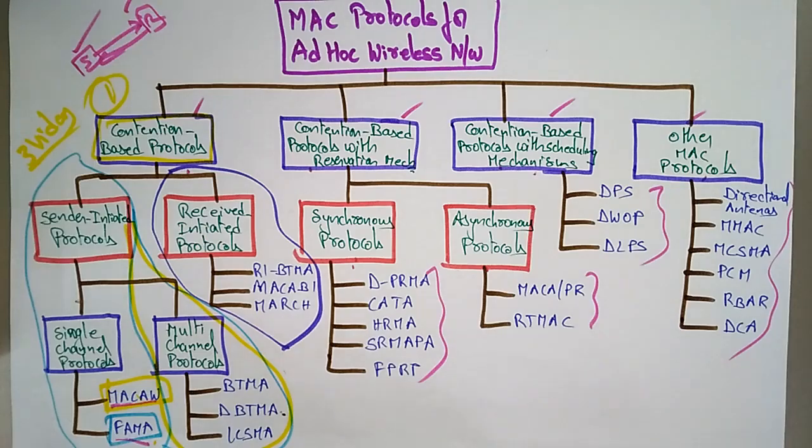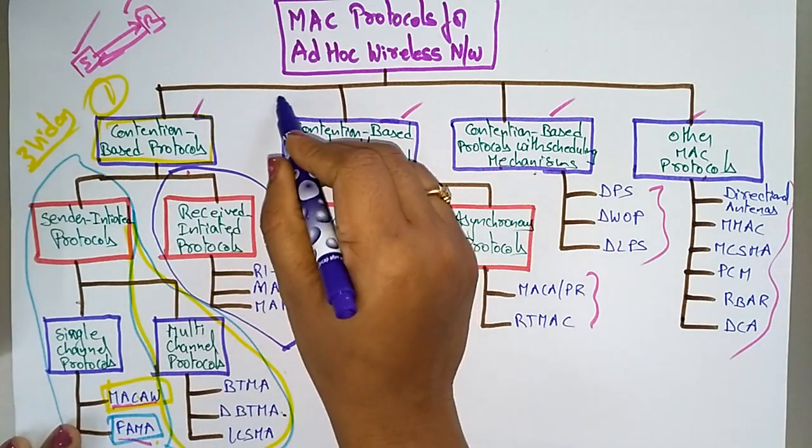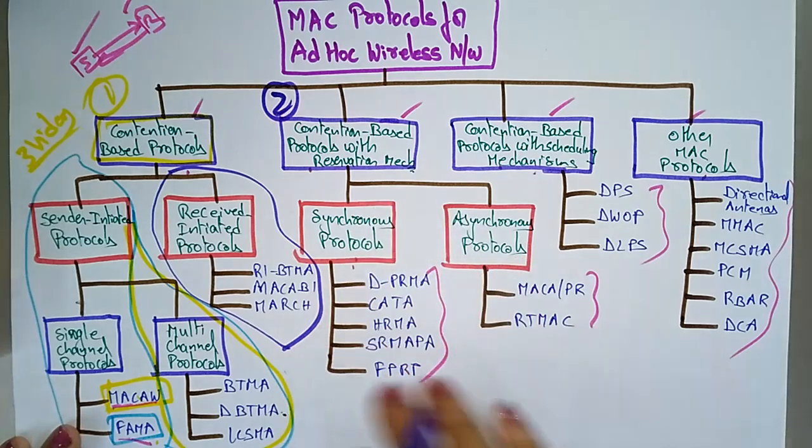Students, let's continue with the MAC protocols classification. So far we had seen about the contention based protocols. Now let's see the second part. The second part is the contention based protocols with reservation mechanisms.